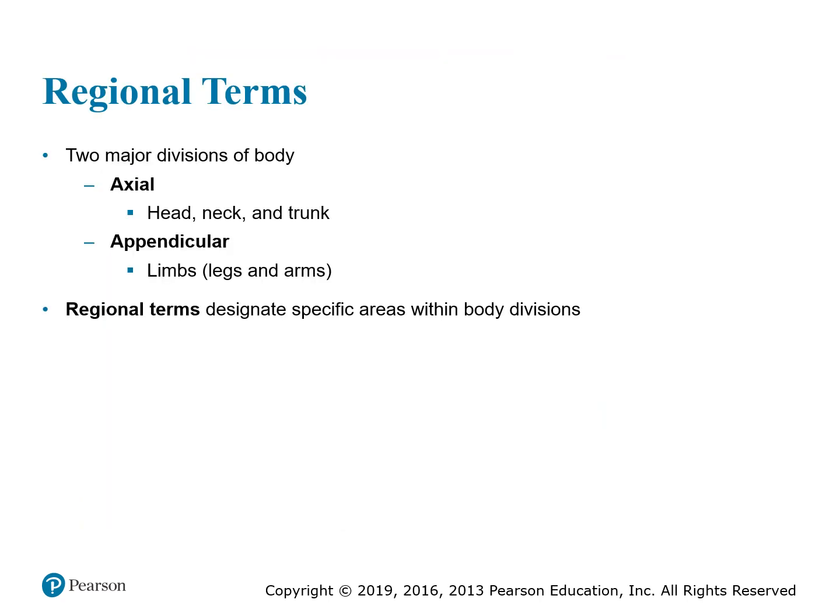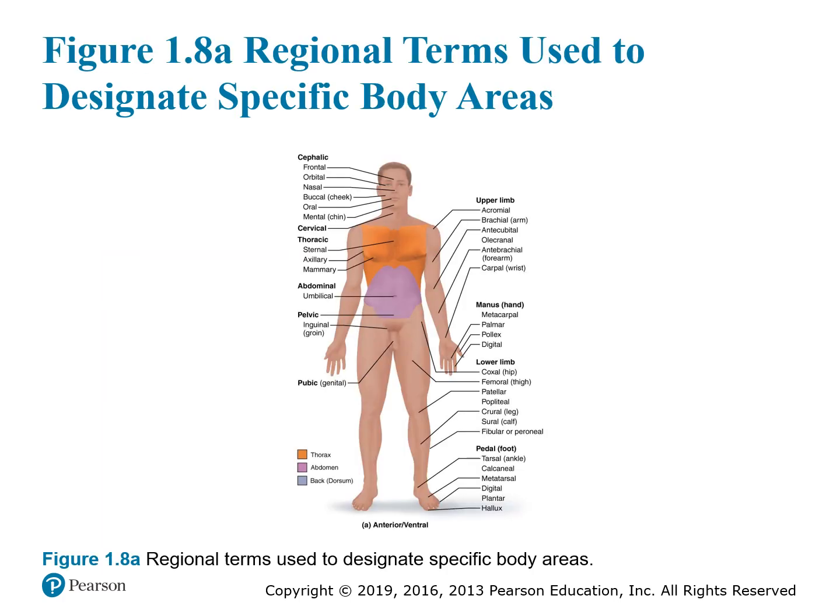Moving on to our regional terms. This will come up a lot when we talk about the skeletal systems and the muscular systems, but there are two major divisions, the axial and appendicular skeleton. And so the axial includes the head, neck, and trunk, while the appendicular is everything that appends to that. So limbs, including the pelvis. And so these are designating specific terms within the body region.